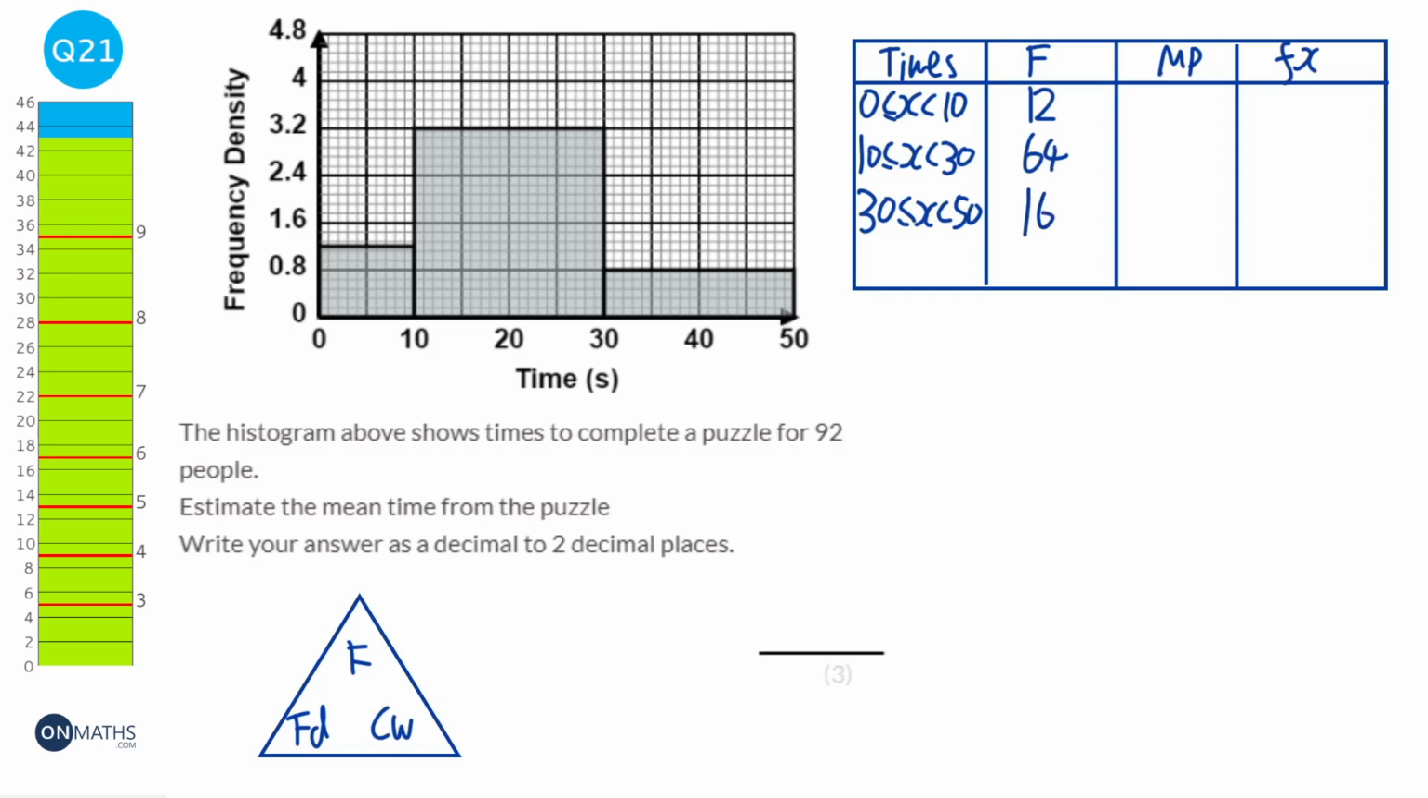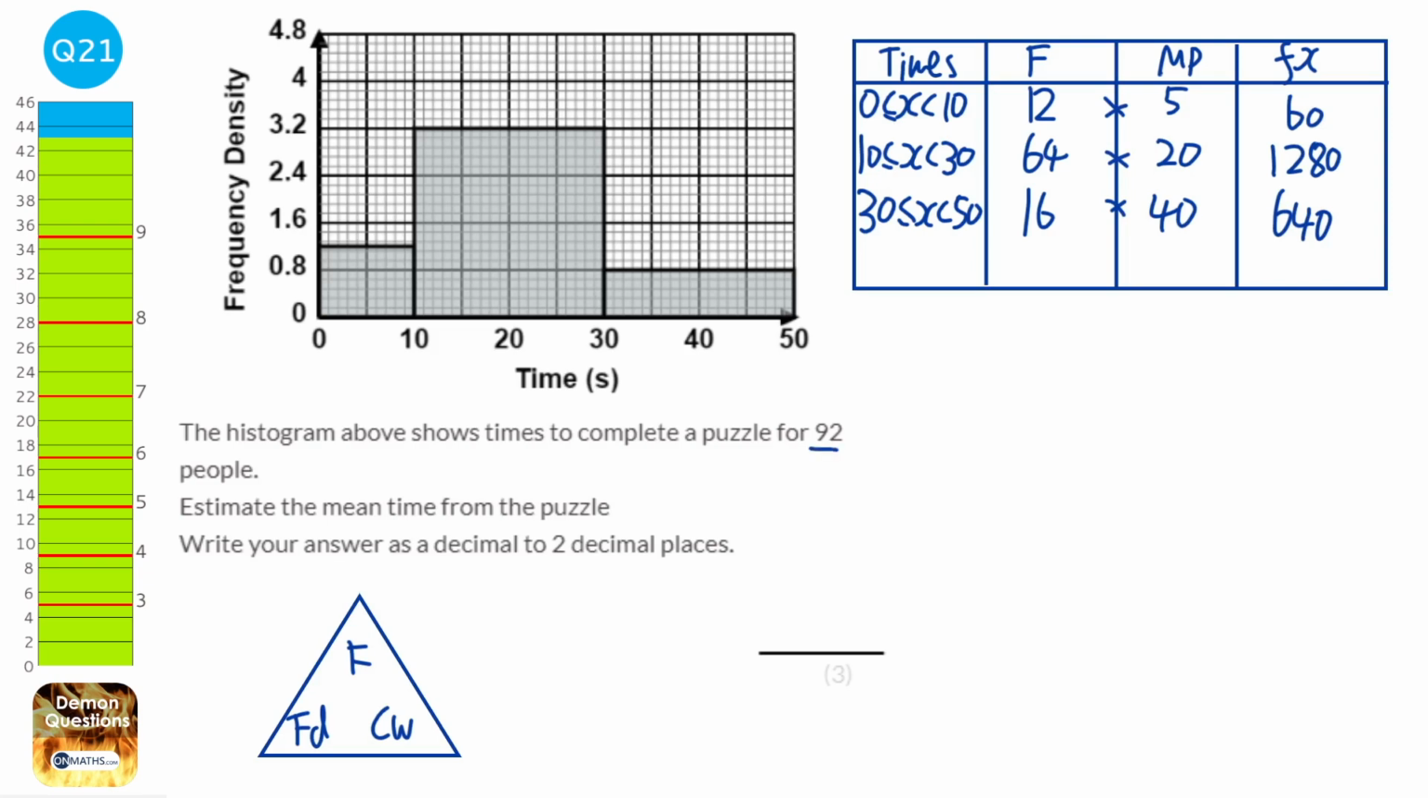Okay, so we've got our table from the histogram, and we're asked to find the mean. So hence us doing the midpoint, etc. So the midpoint is 5, 20, and 40. And then the FX, we just times these together, and that would be 60, 1,280, and 640.